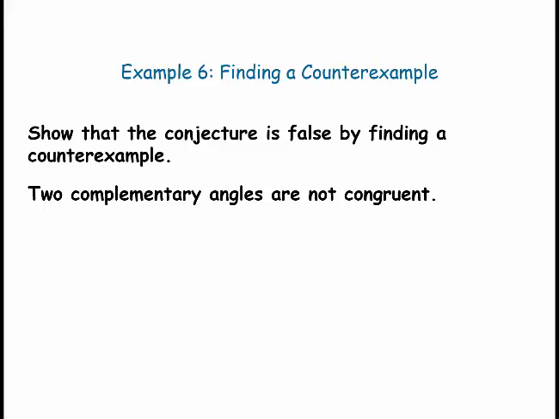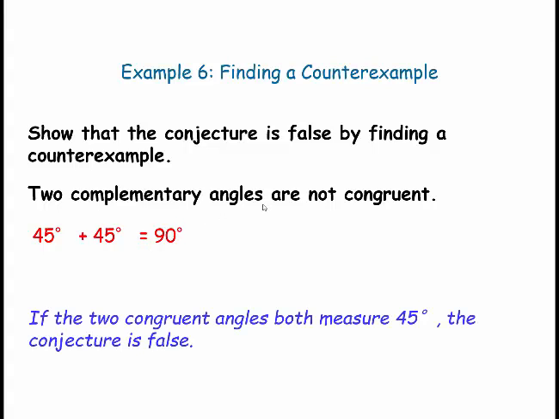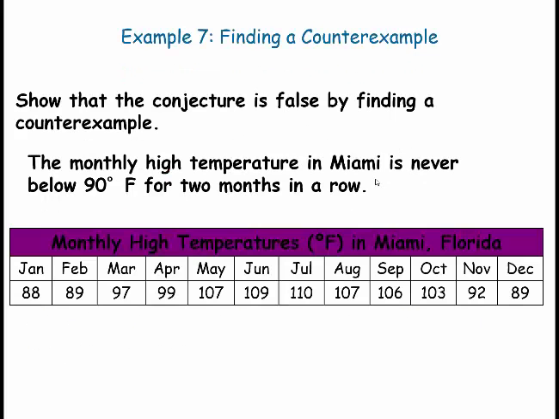All right, again, show the conjecture is false by finding a counterexample. 2 complementary angles are not congruent. All right, well, remember, complementary angles sum up to 90, and congruent means they're equal. So I'm saying if 2 angles sum up to 90, there's no way they can be equal. But if you take 45 plus 45, these are congruent angles. Right? When you add them together, they get 90, so that's complementary. So if the 2 congruent angles both measure 45 degrees, the conjecture, 2 complementary angles are not congruent, is false.